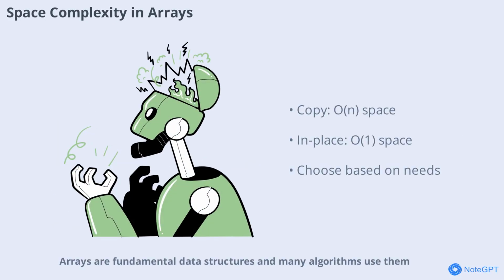Arrays are fundamental data structures and many algorithms use them. Copying an array requires O(n) space, while modifying it in place uses O(1) space. Choosing between in-place and out-of-place operations depends on your memory constraints and performance goals.